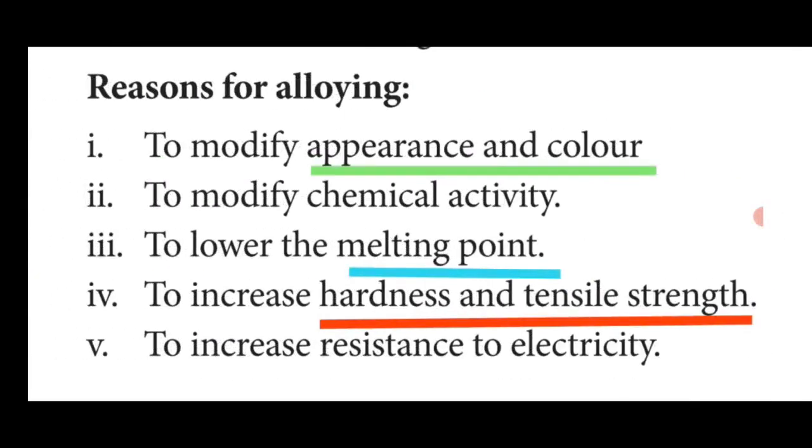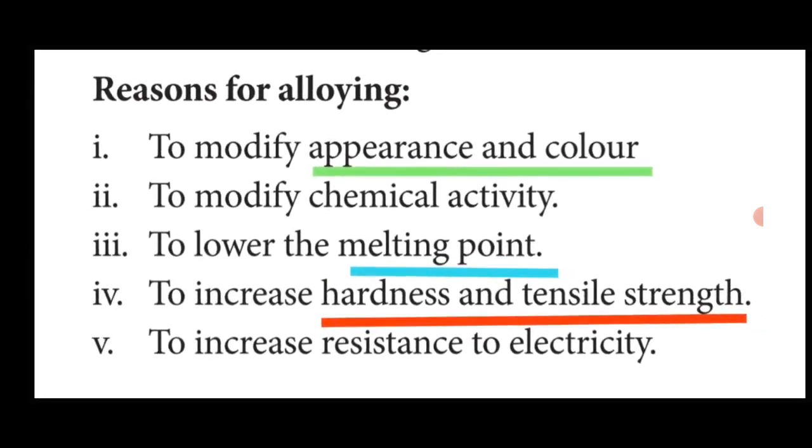Let's see the reasons for alloying. What are the reasons for making alloys? First, to modify appearance and color. The original metals change in appearance and color. The second reason is to modify chemical activity. Compared to the original metals, the chemical reactivity of the alloy changes.